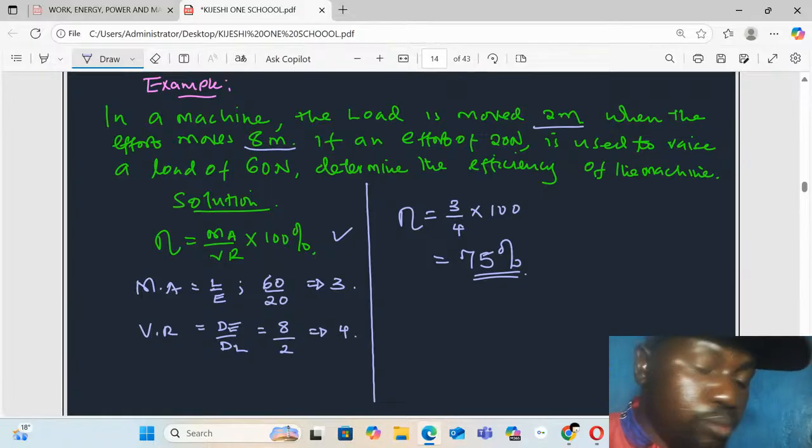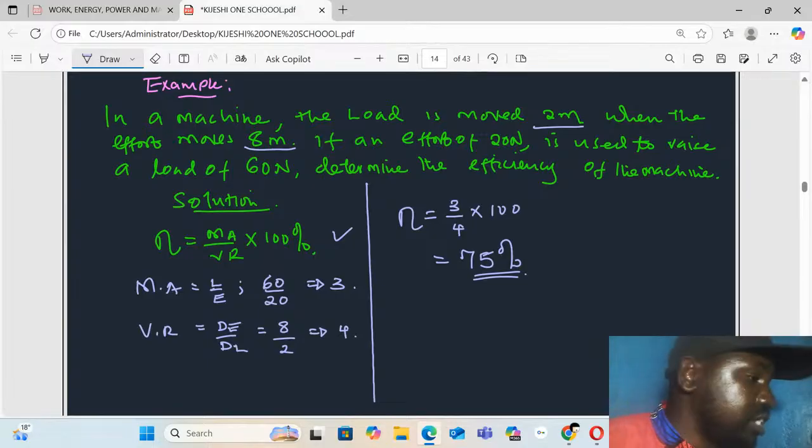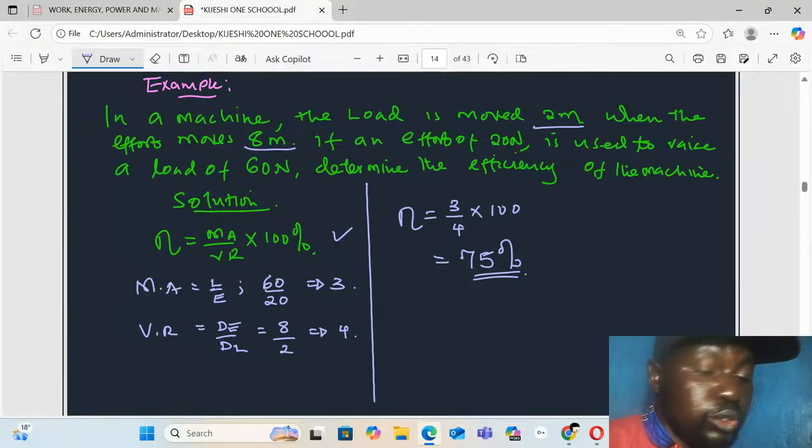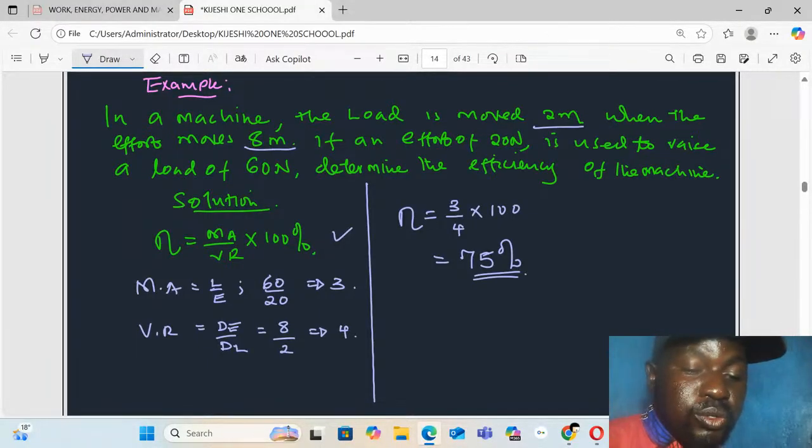Does the mechanical advantage have units? No. The reason is because we are doing ratios. The mechanical advantage, we said, is load over effort. The load is in newtons, and the effort is still in newtons. Therefore, we do expect it to have no units. You can also refer to this: wherever we are having ratios, we don't give units. Now let's continue.